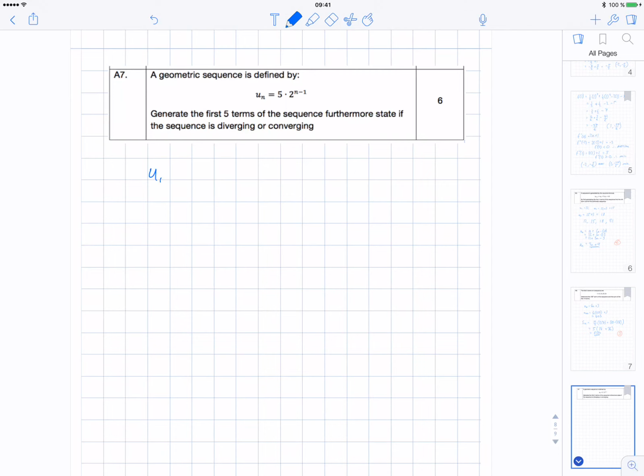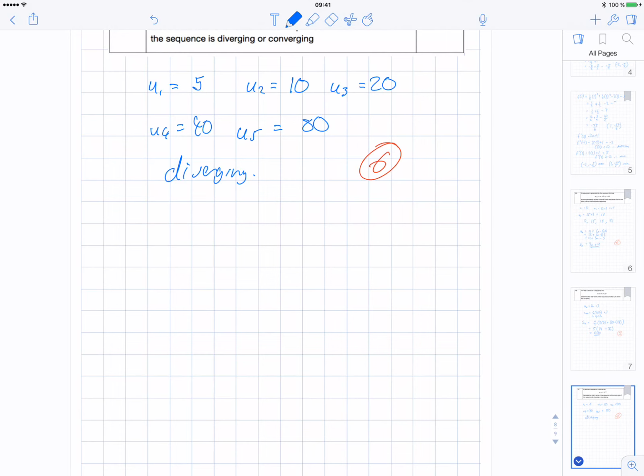So, the first term, u1 is equal to 5, u2 is equal to 5 times 2 to the power of 1 is 10. Can you see it's just doubling? It's equal to 20, u4 is equal to 40, and u5 is equal to 80, and it is diverging. And that was 6 marks. So there's some very easy questions in here, but there was also some very difficult ones as well. I hope you find that useful.